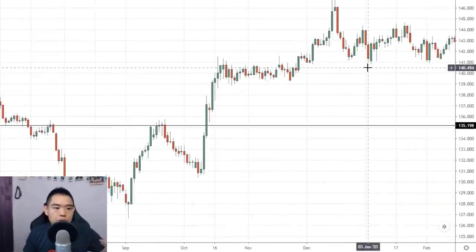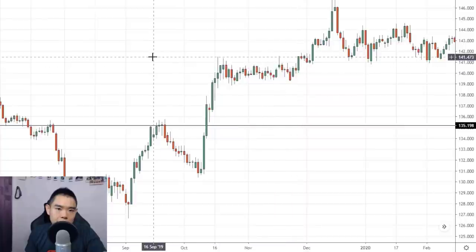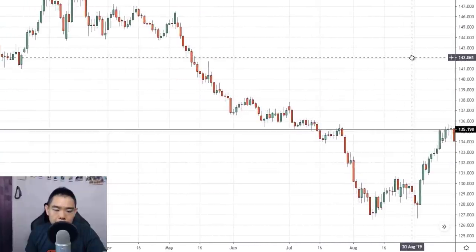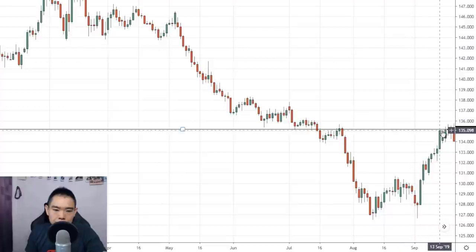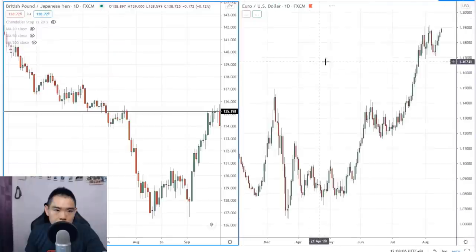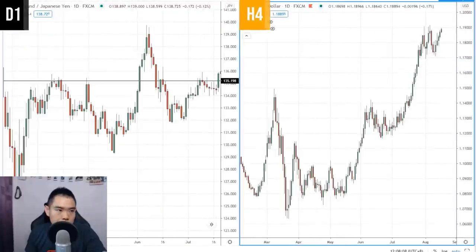If a reversal price action pattern leans against a higher time frame, there's a higher probability of a reversal. So if we look at this, this is a daily time frame. Price is at this area of resistance. If I go down to the 4-hour time frame, I'm going to split my charts like this.